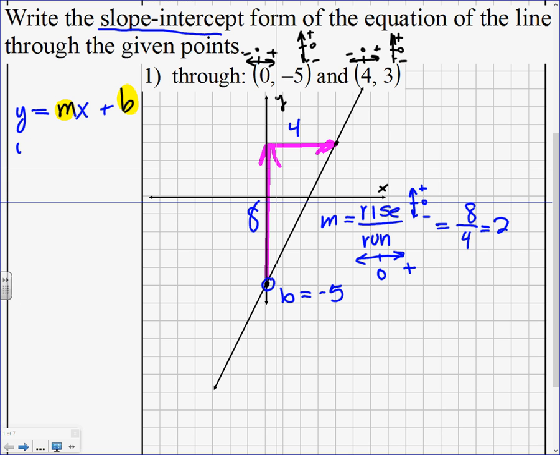The answer will be y is equal to m, which is 2, x plus b, and the b value is negative 5. So this will be y equals 2x minus 5, and that is the equation of the line. So then I answer the question. Okay, so the easiest way to do this problem is to actually do a graph. That is the easiest way of doing it. Now let me do another example.